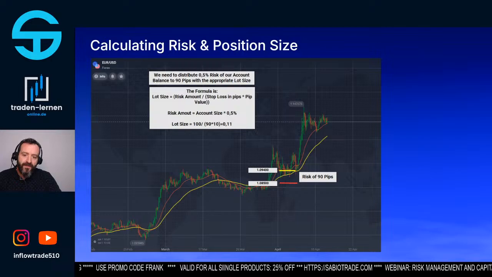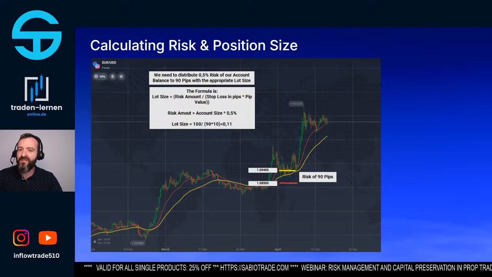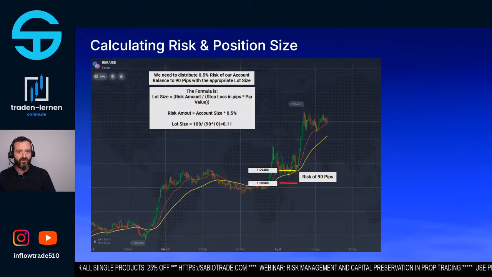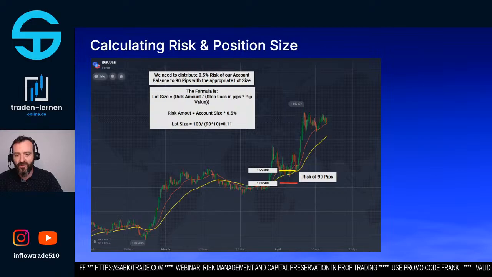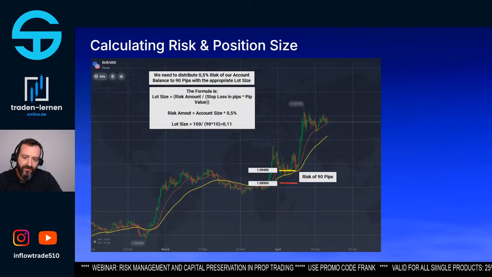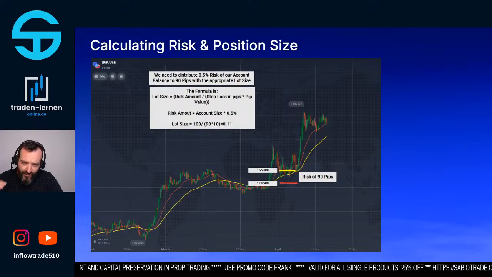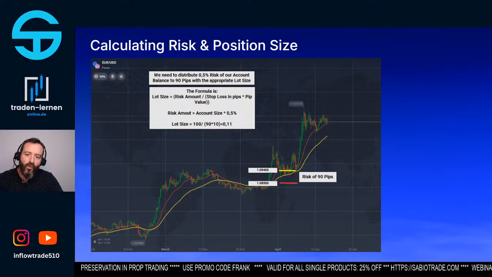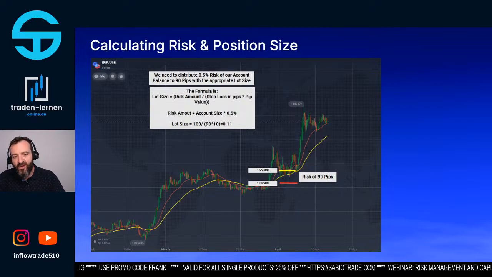So the risk amount is, we take our account size and multiply it with 0.5%. That means if we are trading a $20,000 account, this is 100 euro that we are risking for each trade. And that means that this 90 pips has to have a risk of $100 in total at the end. To calculate the lot size, we take the risk amount we just calculated, $100. We divide this by the product of stop loss in pips multiplied with the pip value. The pip value for one lot is $10. So we have here the stop loss in pips of 90 multiplied with $10, and we divide 100 by the product.